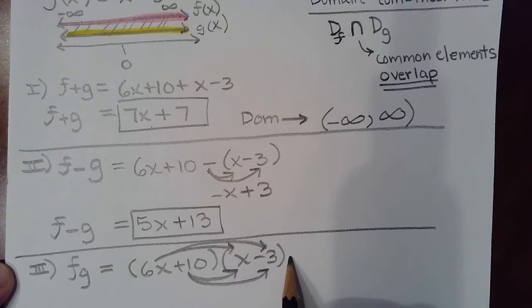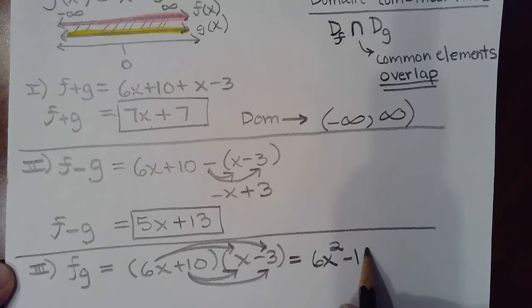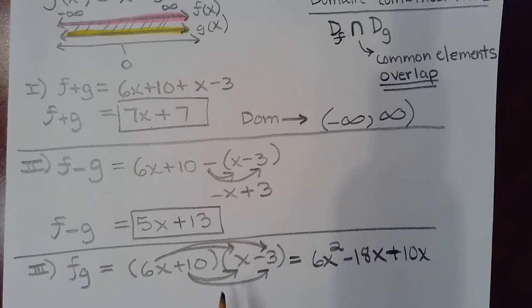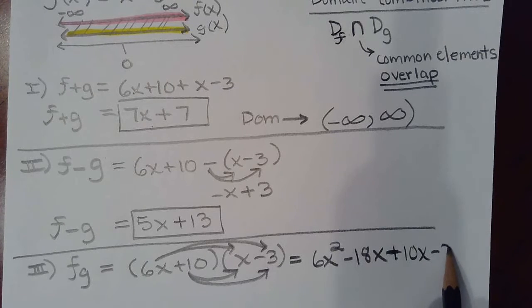So this is going to give us, following these arrows at the top, I'll do the short one then the long one, 6x squared, because we're adding those powers. Then 6x times negative 3 is going to be negative 18x. And then the two bottom products would be 10 times x, 10x, and then 10 times negative 3 is going to give us negative 30.